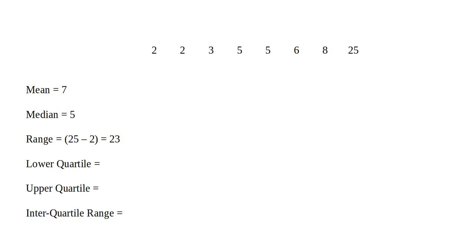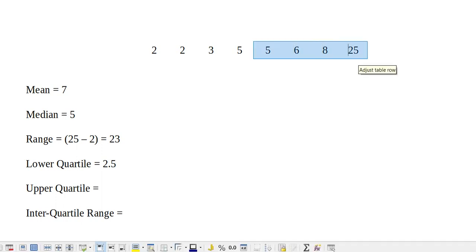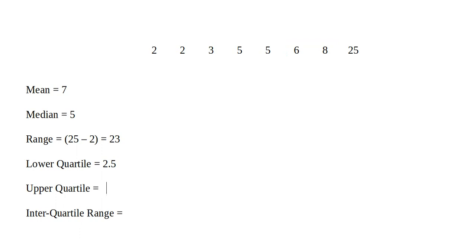Now, actually, there are other ways of working this out, and you'll look at that later on in statistics. But for now, this is a good rough and ready way of doing it. And the upper quartile, I'm going to look at these 4 numbers, and the middle one there between the 6 and the 8. Well, that should give me an upper quartile of 7. And then my interquartile range works out at 4.5.